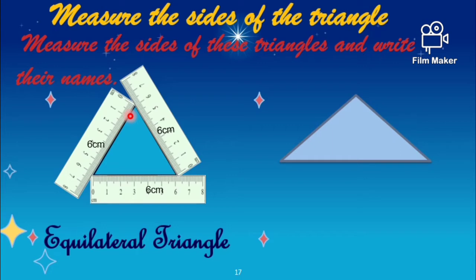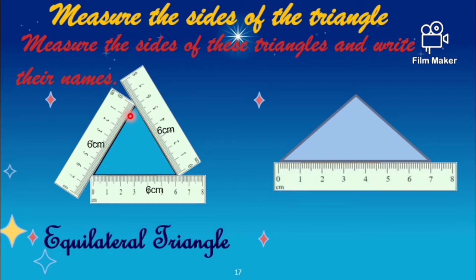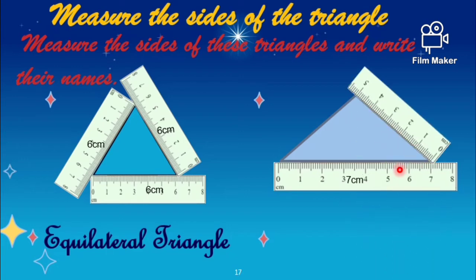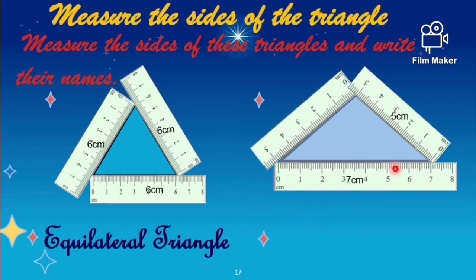Now the second triangle, we will measure the sides of this triangle. First we will measure this side of the triangle. It is 7 centimeters. You can see this side of the triangle is 7 centimeters. Then we will measure the second side of this triangle. It is 5 centimeters. First side is 7 centimeters and the second side is 5 centimeters. Then we will measure the third side of the triangle. Wow, it is also 5 centimeters.